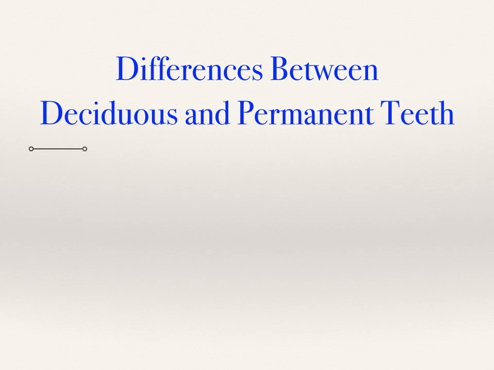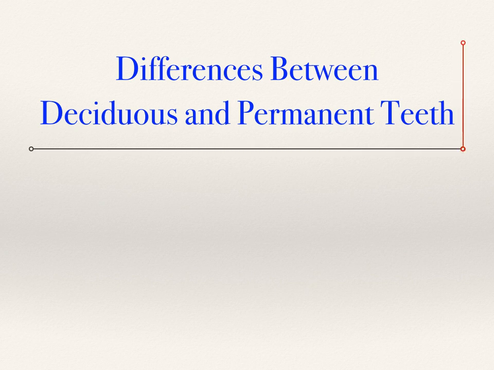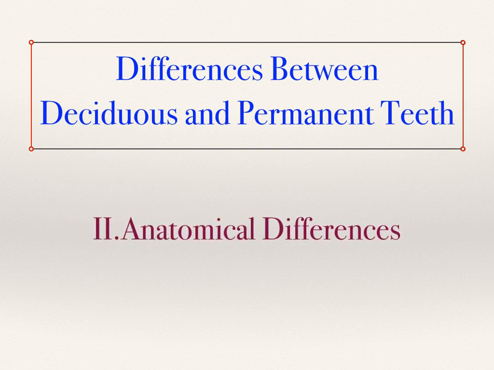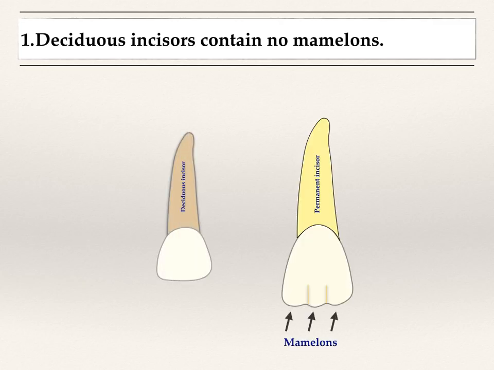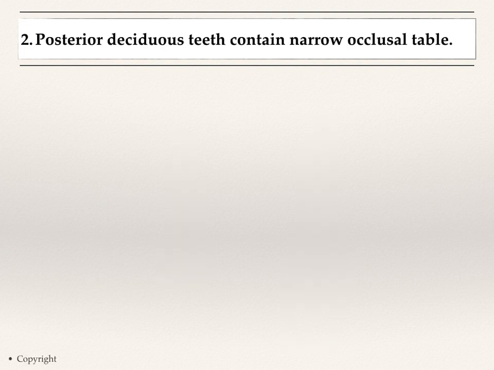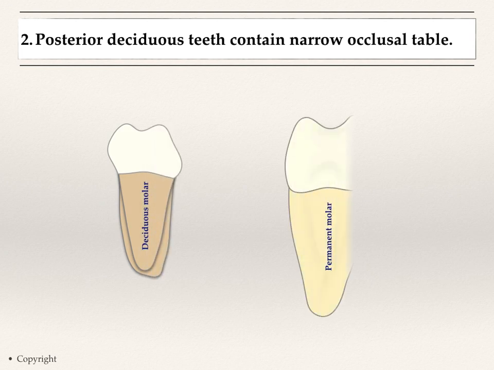Differences between deciduous and permanent teeth from another way. Anatomical differences. Deciduous incisors contain no mamelon. Mamelons are found only in newly erupted incisors. Posterior deciduous teeth contain a narrow occlusal table. This is the occlusal table.